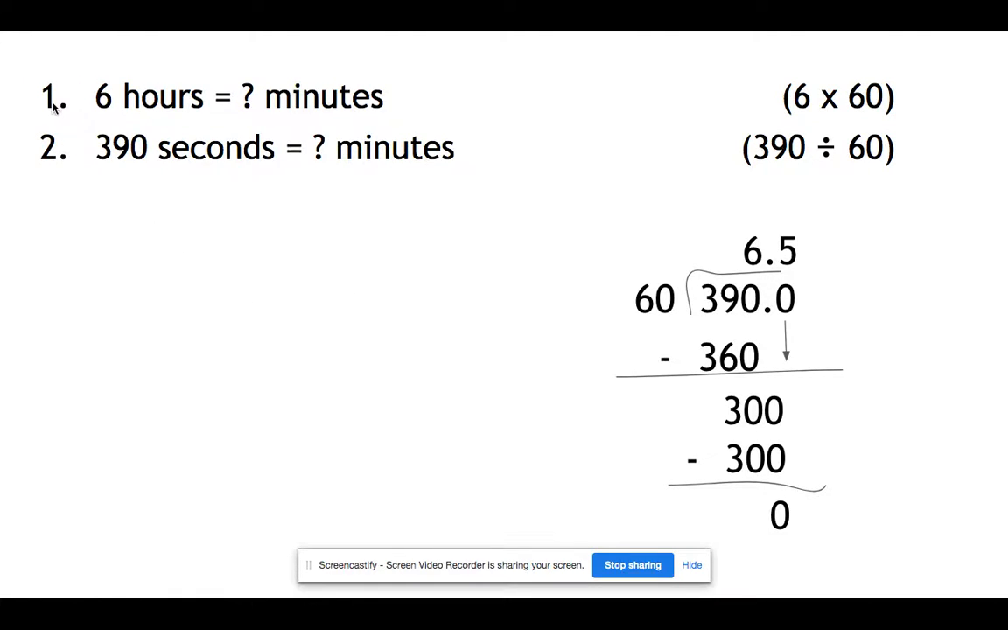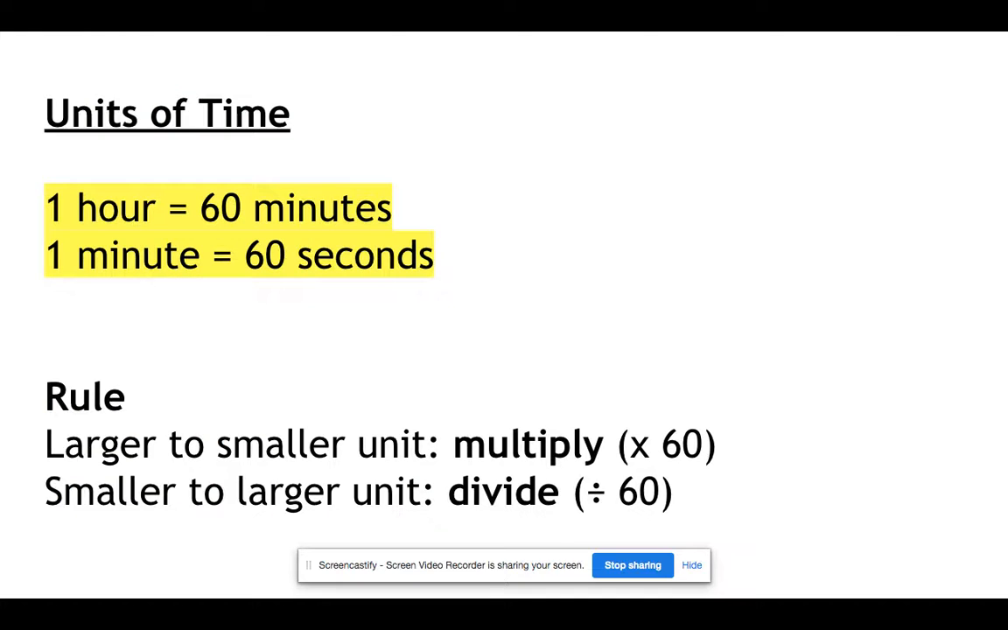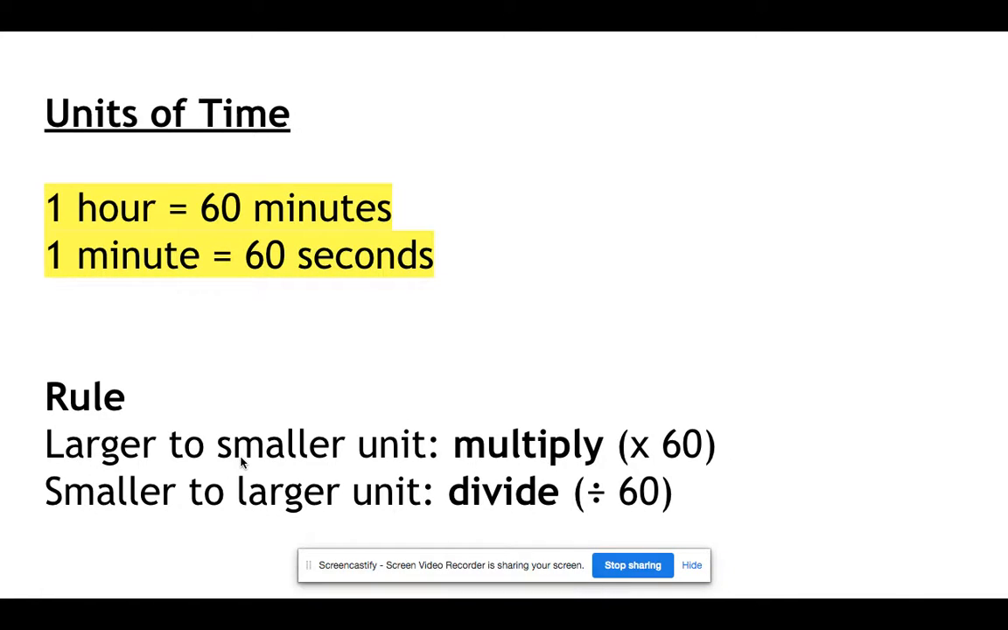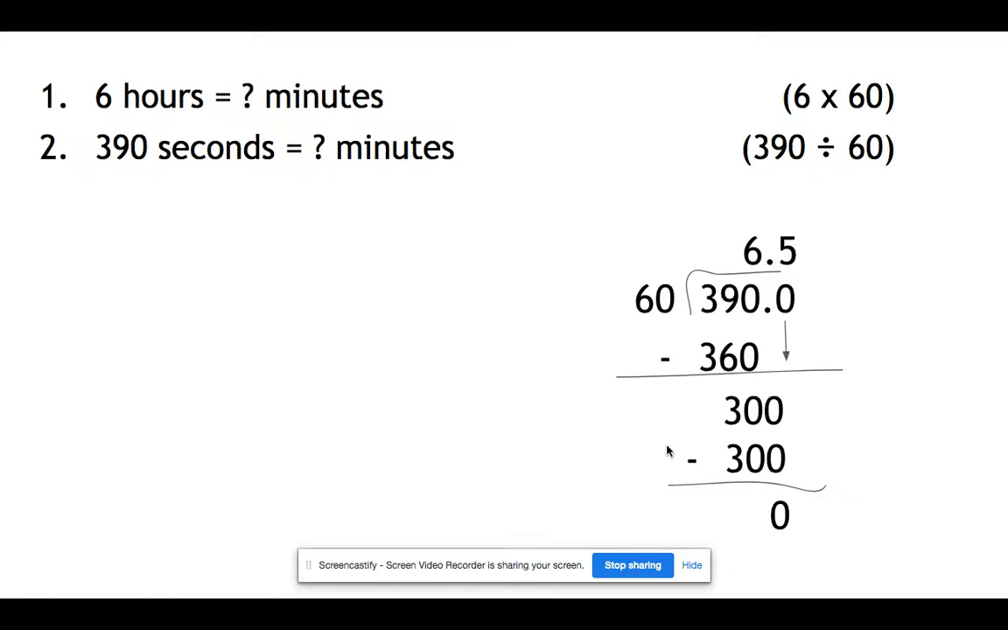So the first one, let's take a look at number 1. It says we have 6 hours and we need to know how many minutes that is. So I'm going from hours to minutes. If I take a look back at the rules, if I'm going from hours to minutes, that means I'm going from a larger unit to a smaller unit. And that tells me that I need to multiply by 60.